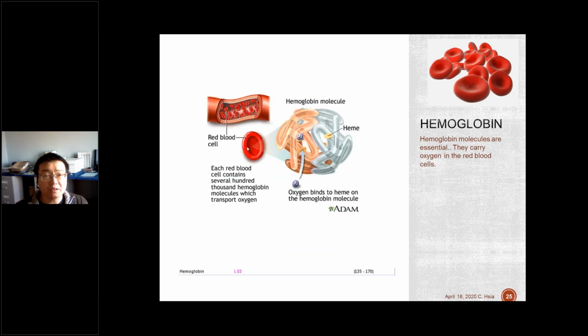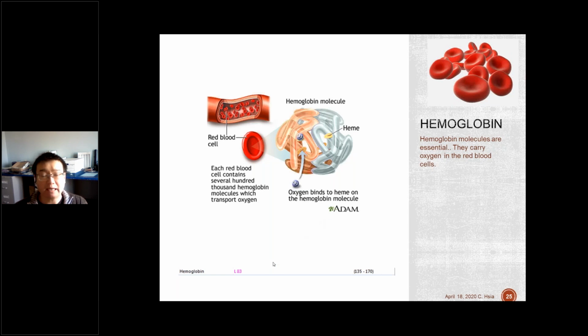So here's another rendition of hemoglobin in red blood cells. And again, there's trillions of red cells in our blood vessels at any given time. And hemoglobin molecules, there's hundreds of thousands in each red blood cell. And each hemoglobin molecule again has this heme ring, which has one iron atom in each heme ring, and oxygen then binds to that and gets carried from the lungs via the blood to our tissues, and that oxygen gets offloaded.